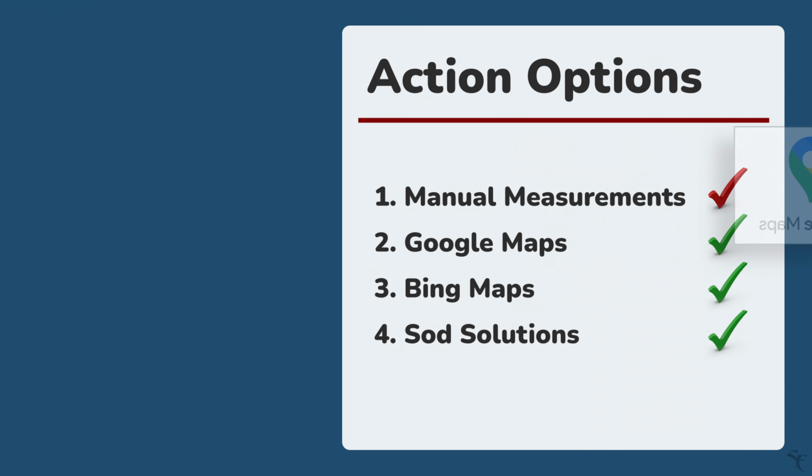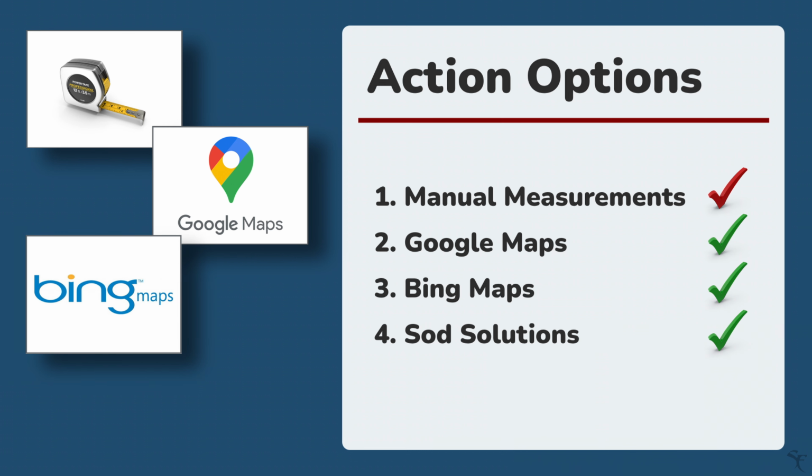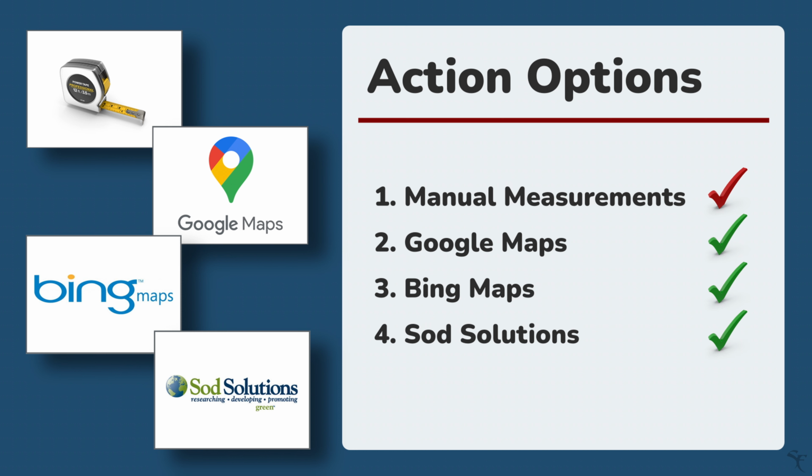To wrap up, Google Maps and manual measurements have a definite place in my tool bag. But of the 4 methods we discussed for quickly determining exterior and outdoor square footage, Bing Maps and Sod Solutions are the preferred choices for most jobs for me. But your choices may be different based on your preferences and the job requirements.